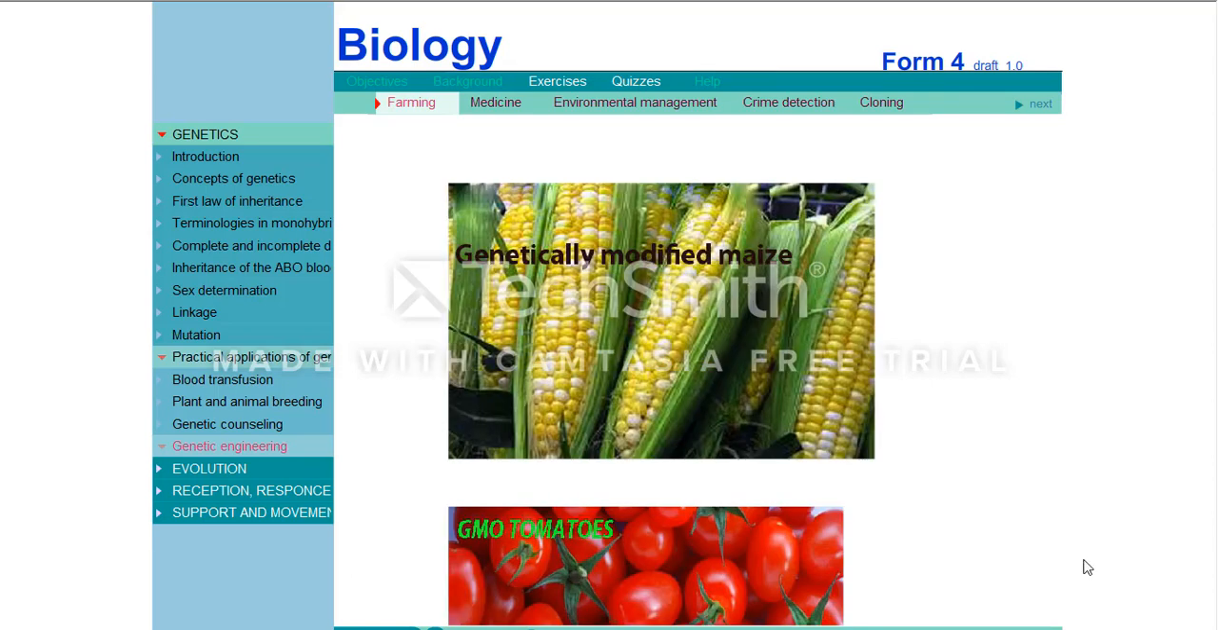Genetically modified maize and soybeans have been produced which have resistance against insect pests. In maize production, wild types of maize have been engineered to produce high-yielding and disease-resistant strains. The photograph shows genetically modified maize.